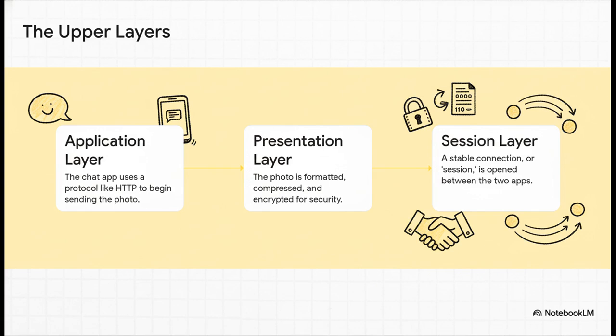The whole thing kicks off right at the top. The application layer is what Sarah's chat app is using. Then the presentation layer makes sure the photo is in a universal format. It handles stuff like compression and encryption. And right below that, the session layer acts like a coordinator, opening up a dedicated communication channel to Max's device.